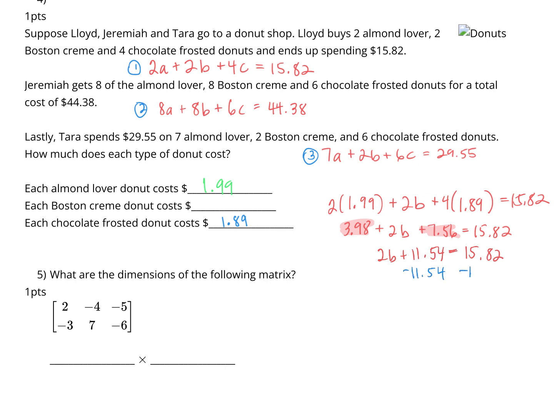Subtract 1154 from both sides. So I get 2B is equal to 1582 minus 1154, which is 428. And then divide both sides by 2. And you'll see that B is 214. So the cost of the Boston cream is $2.14 each.